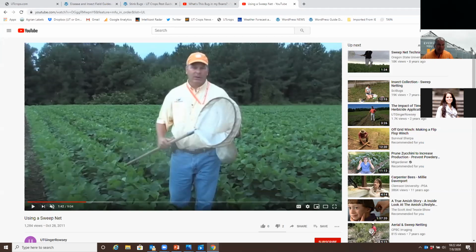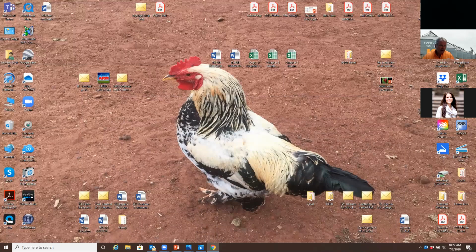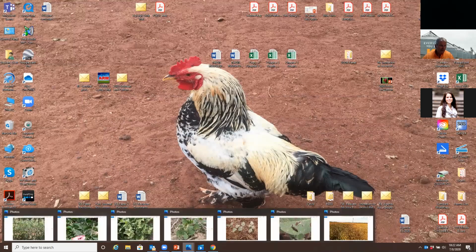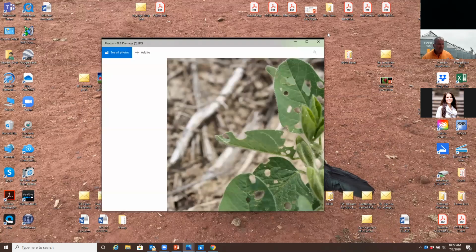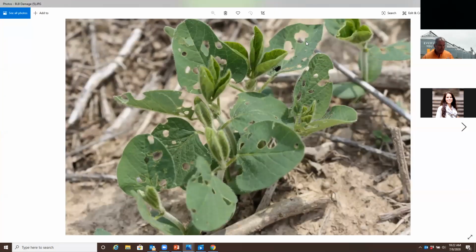The other thing I want to talk about, I mentioned using your eyes. I'm going to show you some examples of just what you might expect to see in the field. Here's an example of, let me move this over here. There we go. So that's seedling soybean. That's an example of bean leaf beetle feeding.